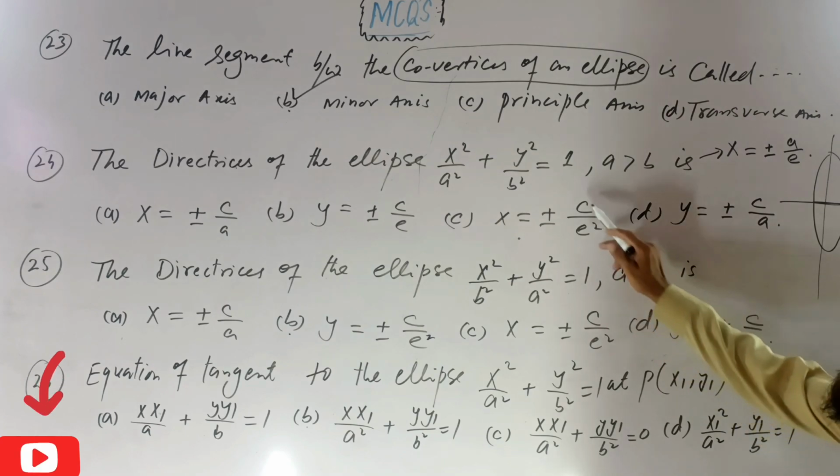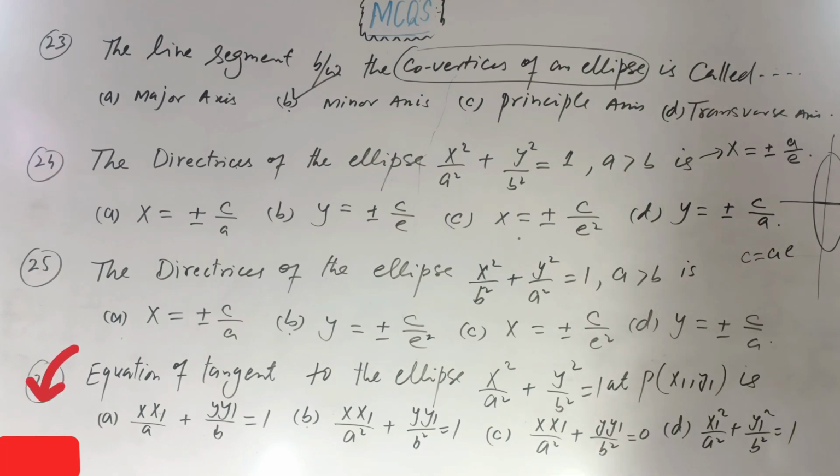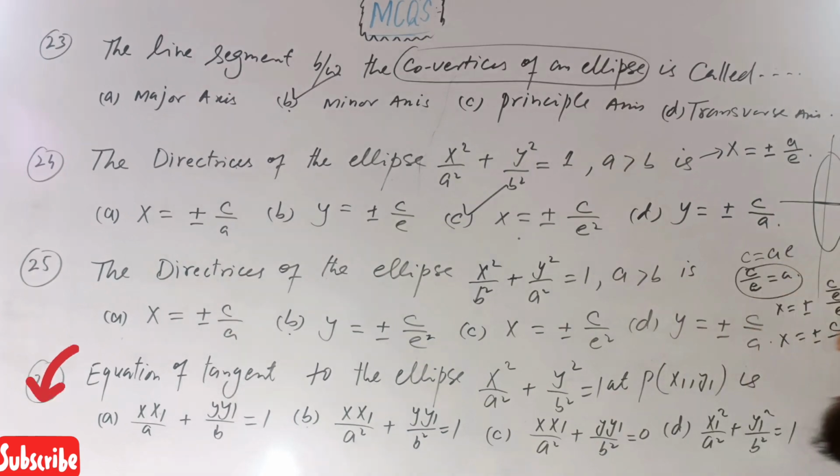Look here, we know that C is equal to AE. In place of A we put AE. With this result we put x equal to plus minus A into C divided by E into E. So we get plus minus C divided by E square. So option C is the correct option here.